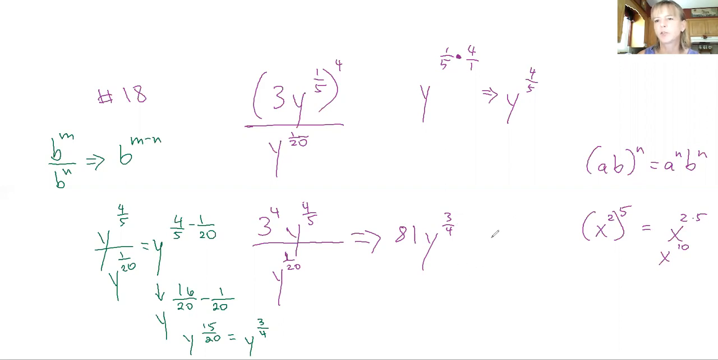If the problem asked you to write it in radical notation, this should be your final answer. It depends on what the problem asks, and I can't remember what that one said specifically, but if it asked for radical notation, it would simply be 81 4th root of y cubed. That's radical notation, and this is exponential. Okay, so that took forever, sorry.